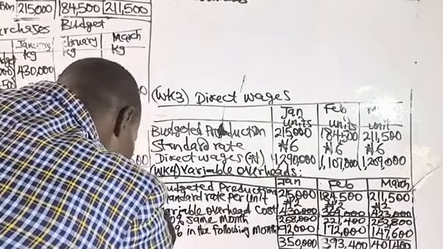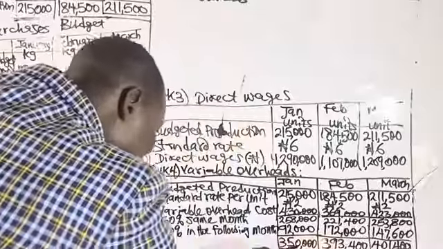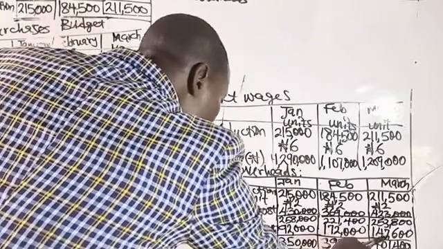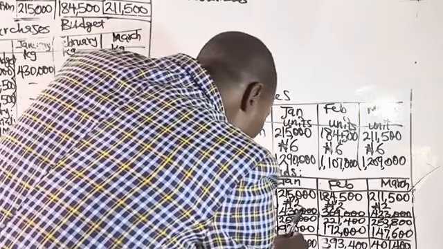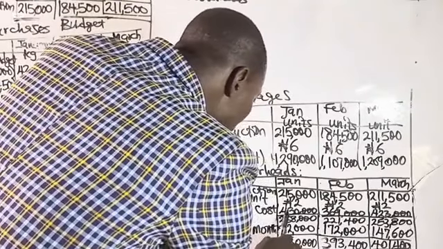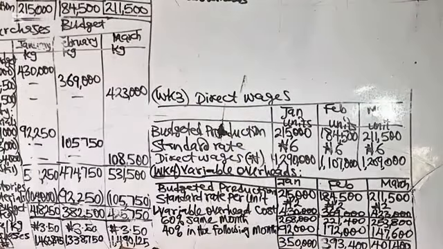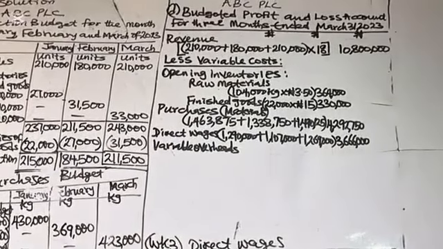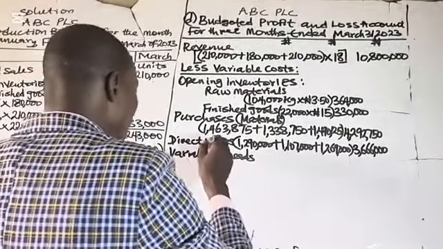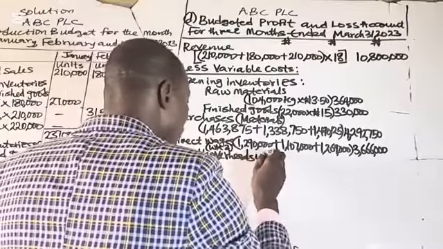Variable overhead cost is this: 430,000, 369,000, and 423,000. These are the amount paid. What you need is the amount incurred and not the amount paid. So it means you include expenditure when they are incurred and not when paid. So the amount incurred, we will consider 430,000, 369,000, and 423,000. So that is from working number 4, for variable overheads. The direct wages is working 3. Variable overheads working number 4.